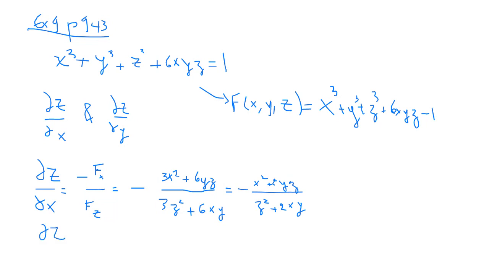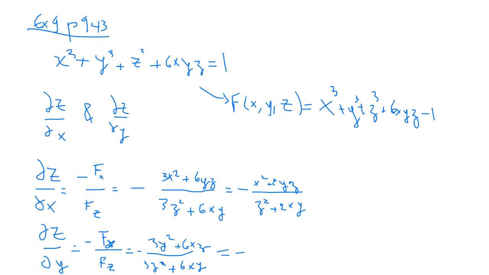Now, the second guy, dz over dy, you can write it as, following the pattern, minus capital F with respect to y over capital F with respect to z. The only difference here is that you're going to change the numerator. Here you place 3y squared plus 6xz, and the denominator is 3z squared plus 6xy. Am I right? So we end up with a similar formula, which is minus y squared plus 2xz over z squared plus 2xy. So these are the derivatives of z with respect to x and y. We are all set, guys.